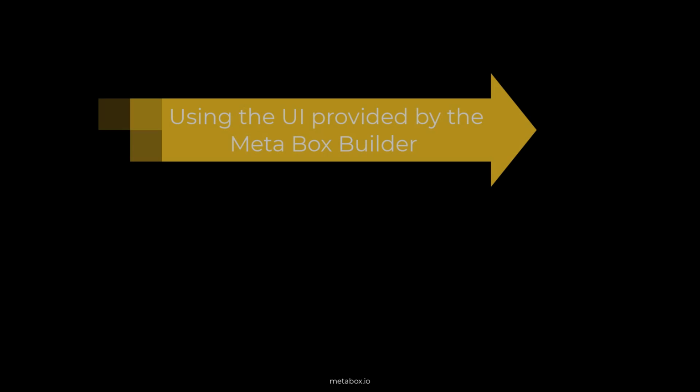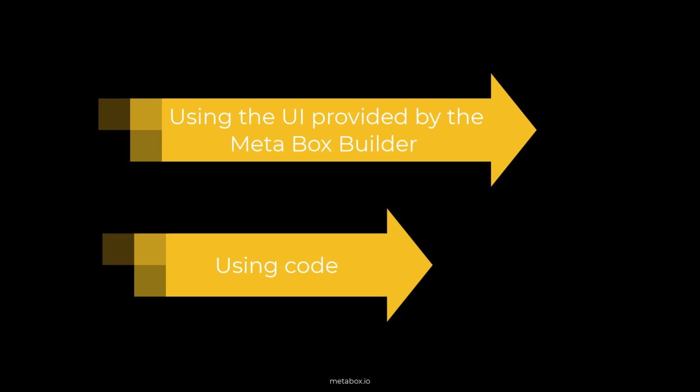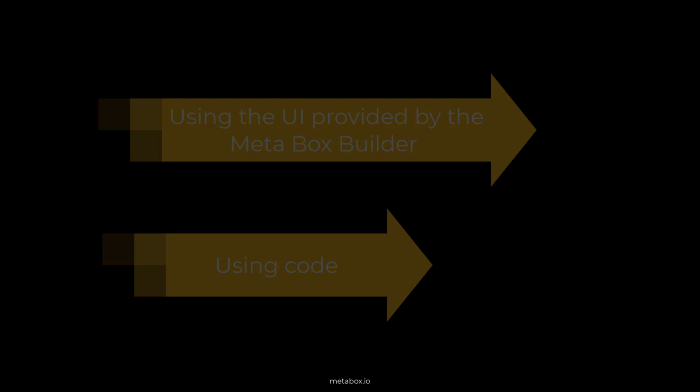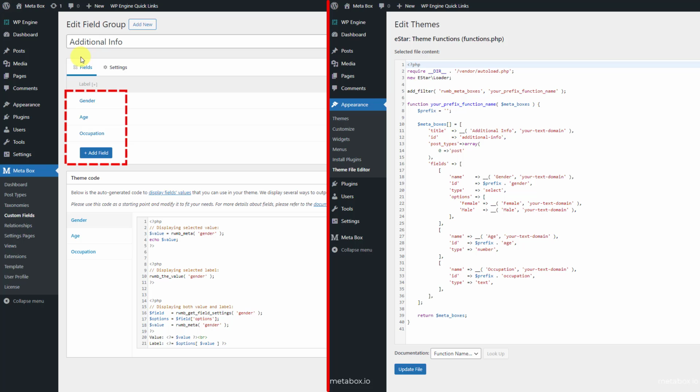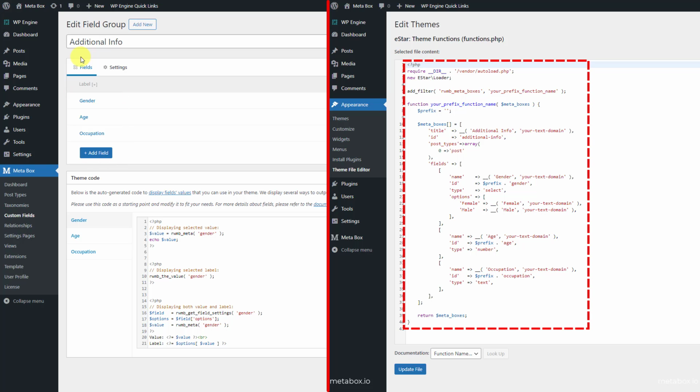As I mentioned before, you can create and manage the fields using the UI provided by the MetaBox Builder extension, or using code. No matter which way you are doing, adding icons to the title is quite the same. This is a field group that I made before. This is created using the UI. And this is the code in the theme functions file to create the fields as well.